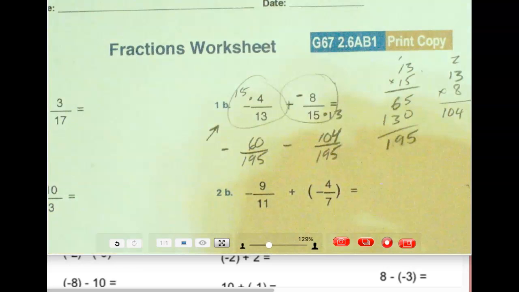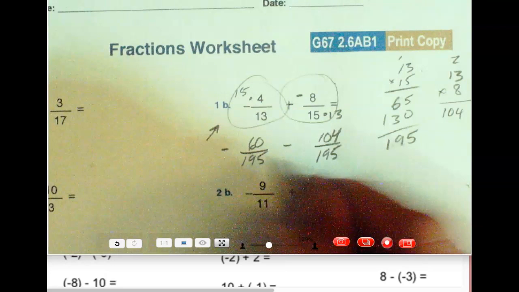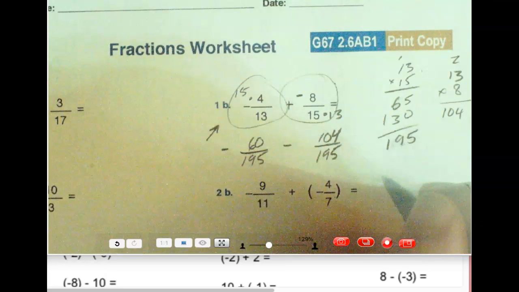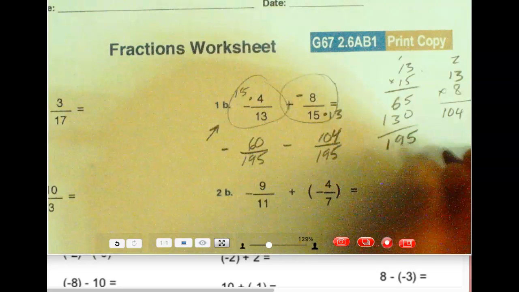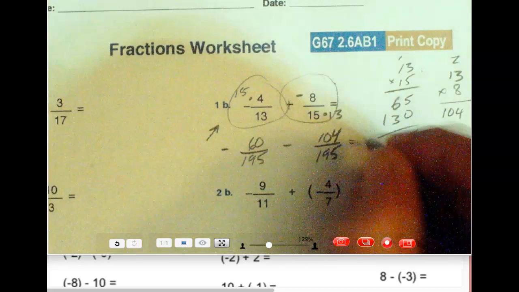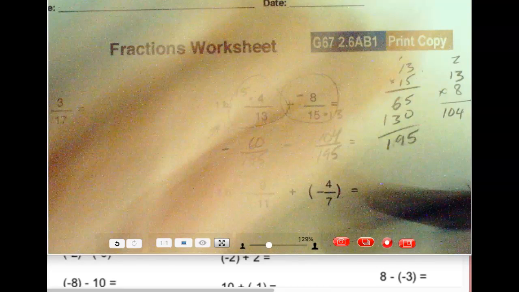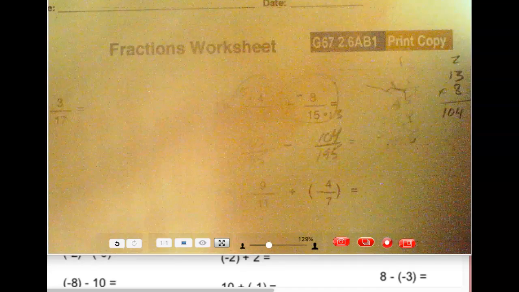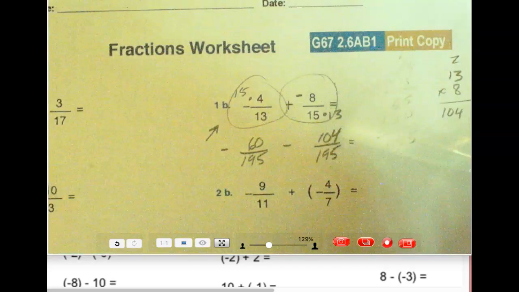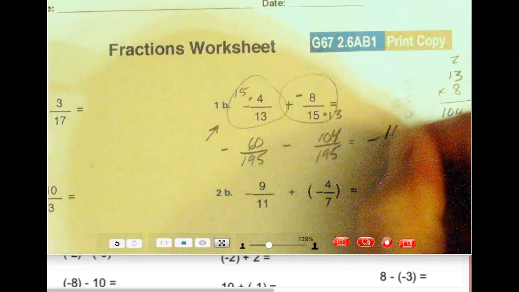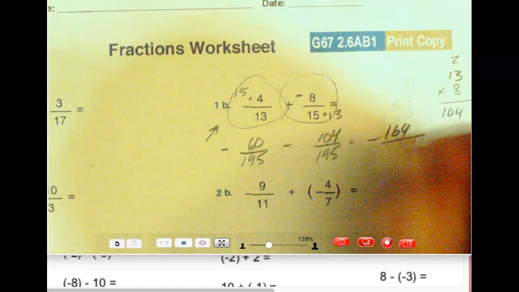Okay, so now I've got these two separate fractions. I've renamed them. They have a common denominator. Really what I'm doing is adding them together, and I'm going to have a bigger negative answer. So I'm just going to add the 60 and the 104, and let's erase this so I can fit that in. I'm going to get 164. Of course it's negative. Negative 164/195ths.